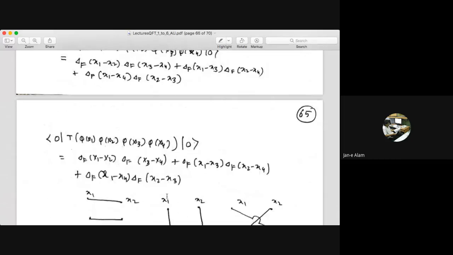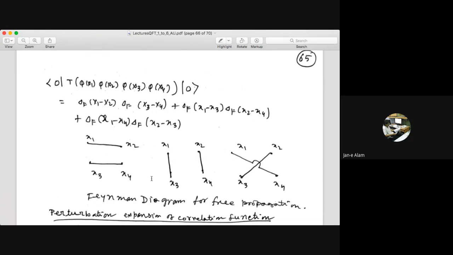So now can we show that graphically? Let us see that we can show that graphically. I have 4 points x1, x2, x3, x4. Now the first one is telling me a particle propagation from 1 to 4. So I draw a line between 1 and 4. Oh, sorry, 1 to 2. So 1 to 2, and then another, 3 to 4. So 3 to 4 I draw a line. Then here I have 1 to 3. So 1 to 3 I draw a line. 2 to 4 I draw a line.